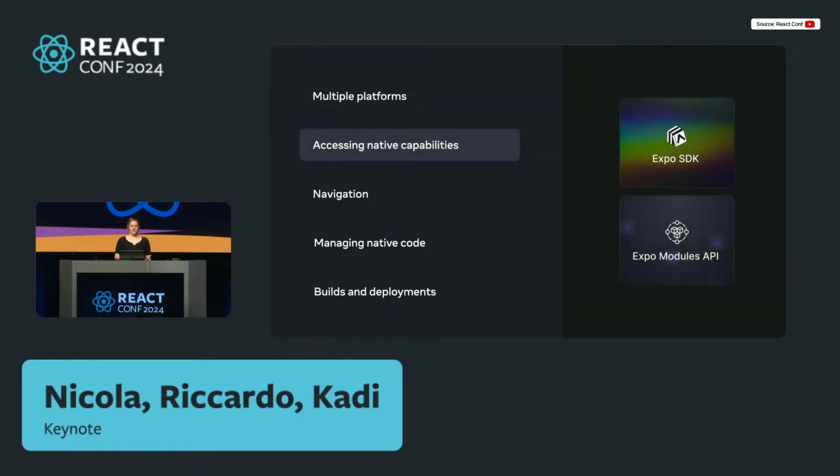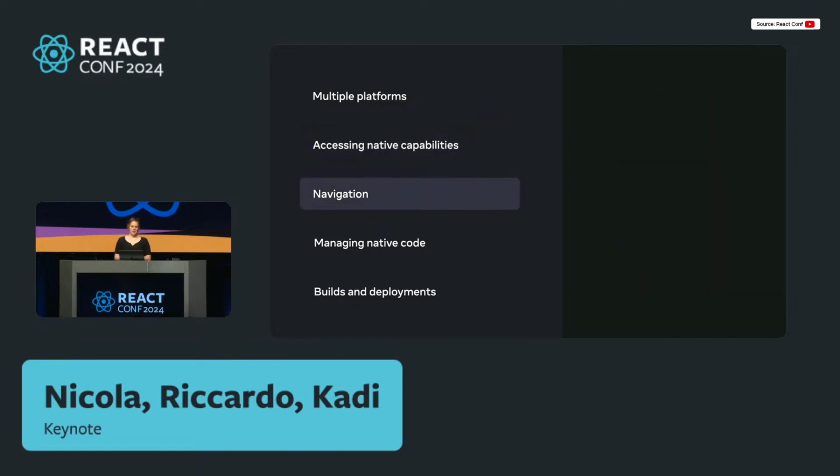So to access native capabilities, things not already shipped with React Native, we have the libraries in the Expo SDK, plus many community libraries which account for almost any need. And if you do need to build a new native module, you'll have the Expo Modules API. Next on our list is navigation.